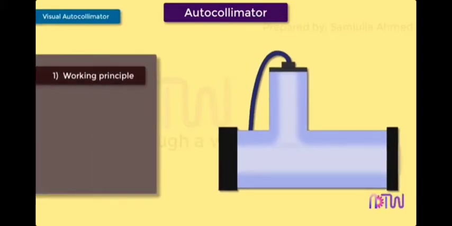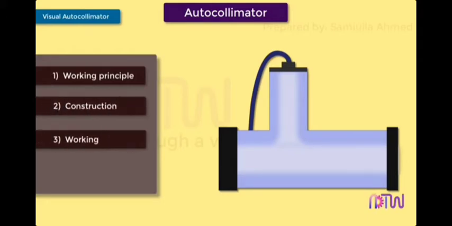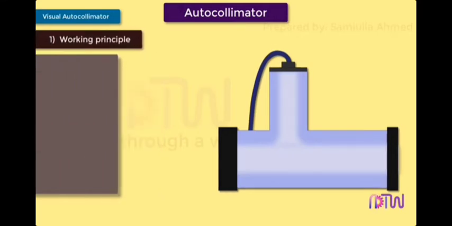1. Working principle. 2. Construction. 3. Working. And 4. Uses. Working principle.